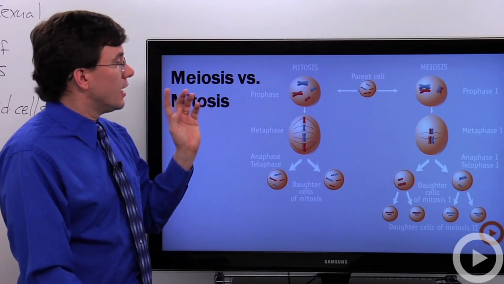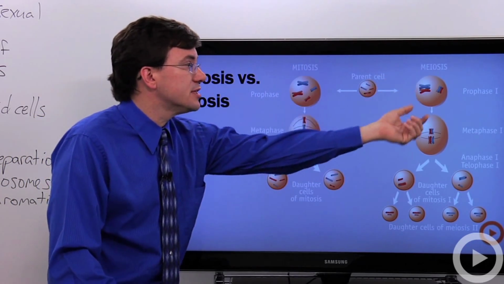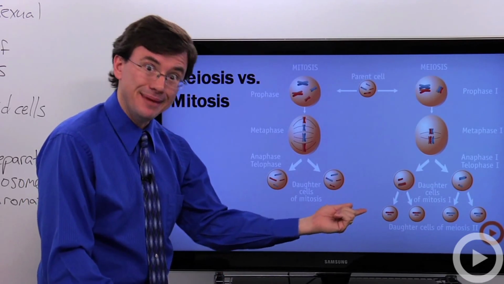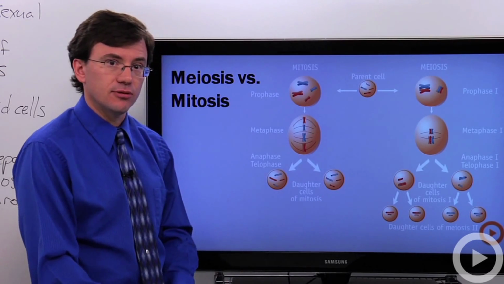So, again, in mitosis, you're making 2 identical cells. In meiosis, you're reducing the number of chromosomes so that you can create your gametes, like sperm or eggs, that have reduced the number of chromosomes.